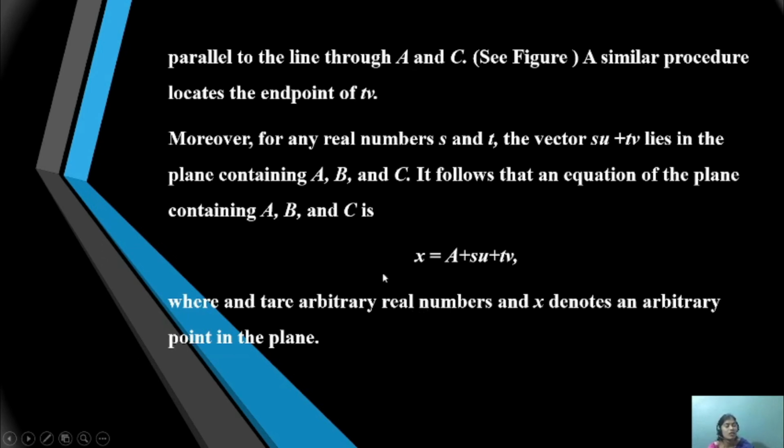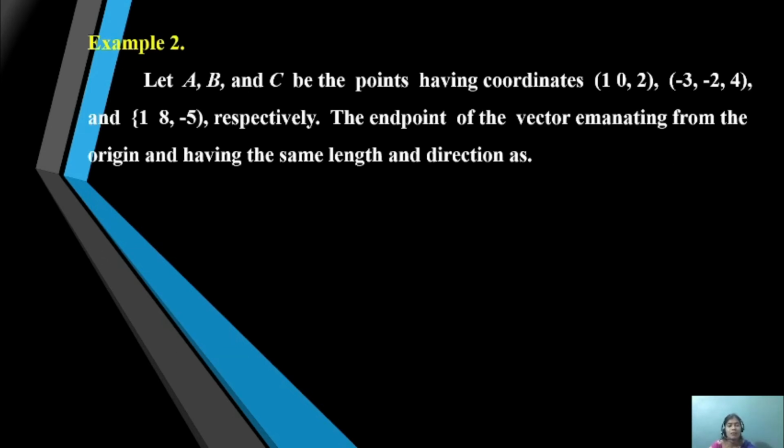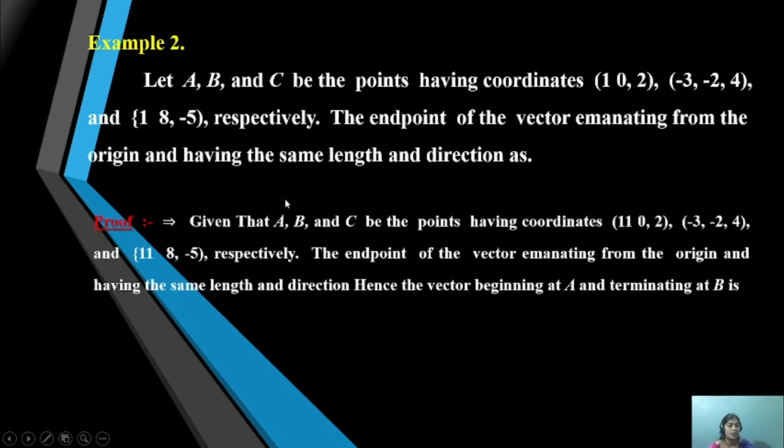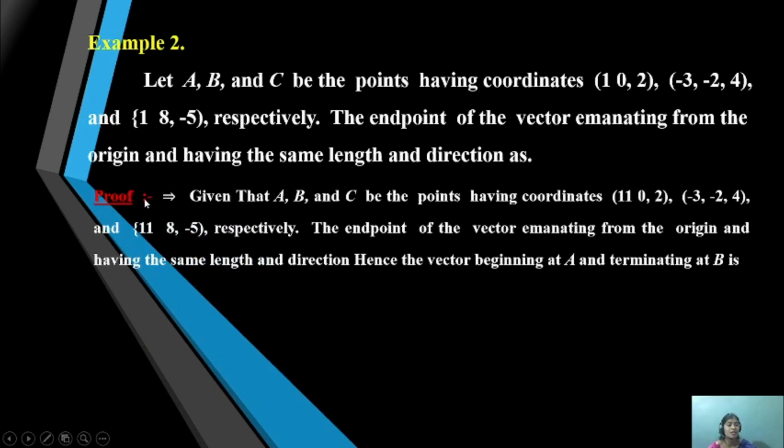Show that the point C can be considered in the form generated by S and T, real numbers, and A, B, C are given as (1, 0, 2), (-3, -2, 4) and (1, 8, -5) respectively. The endpoint of the vector emanating from the origin has the same length and direction also. This is the example of how to consider the form. Then what is the proof of this example?